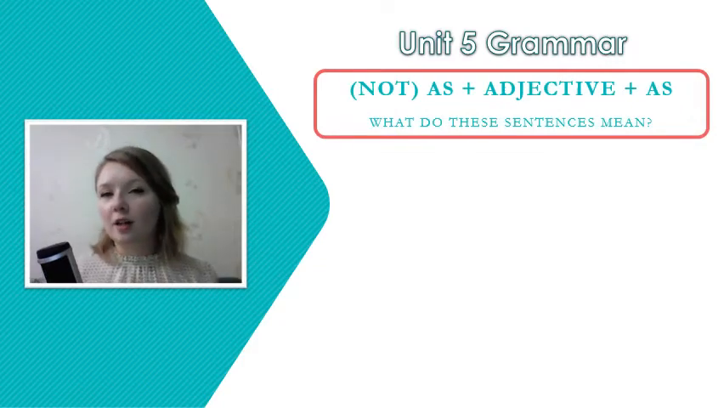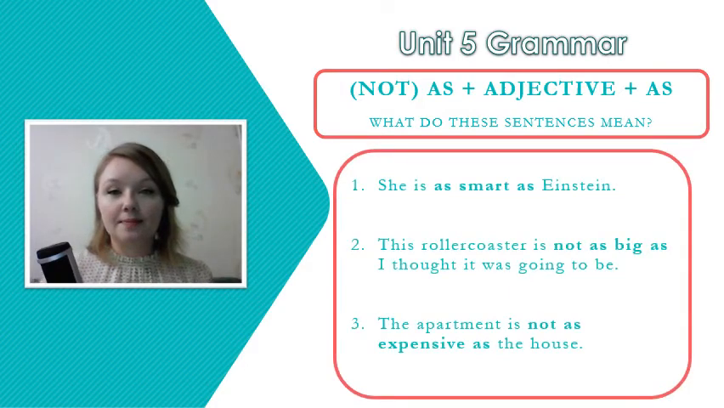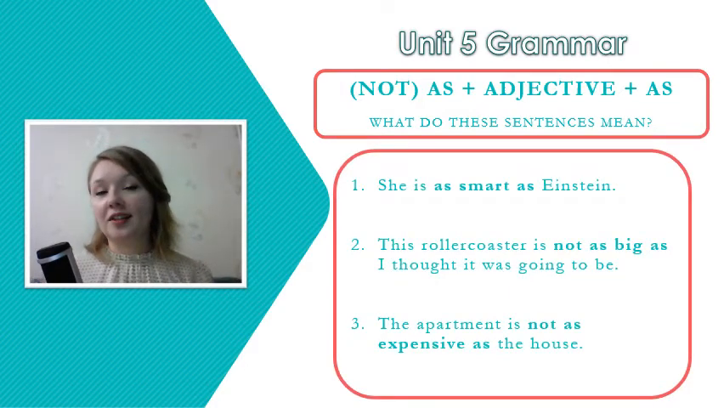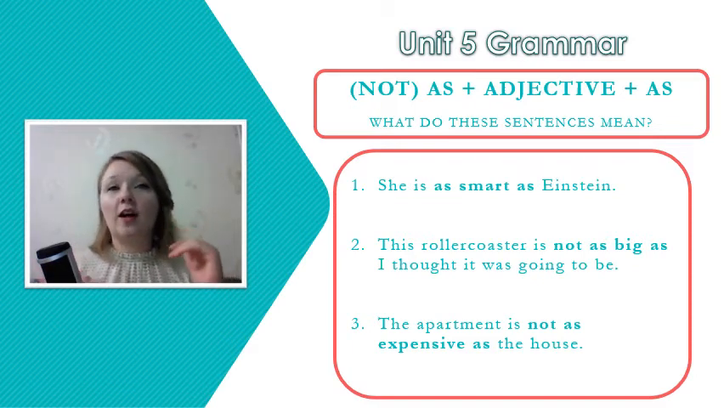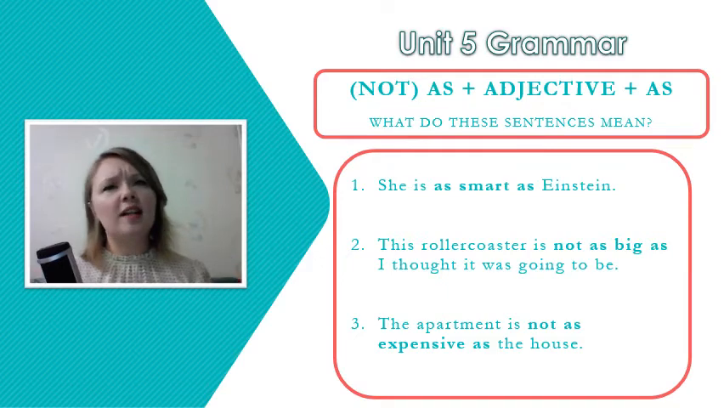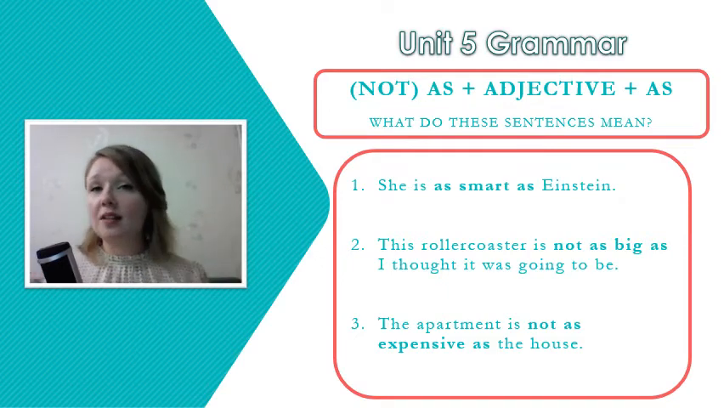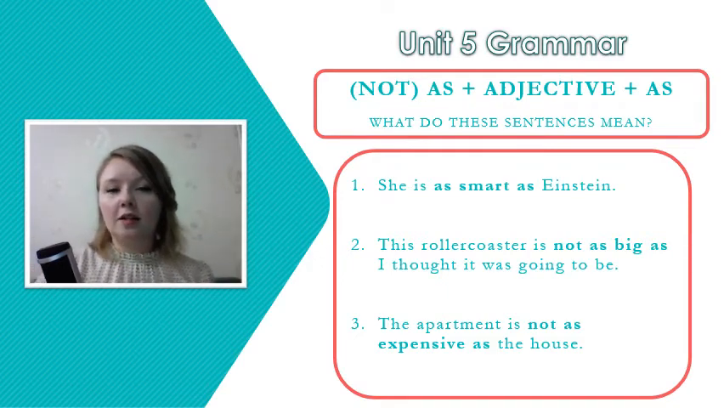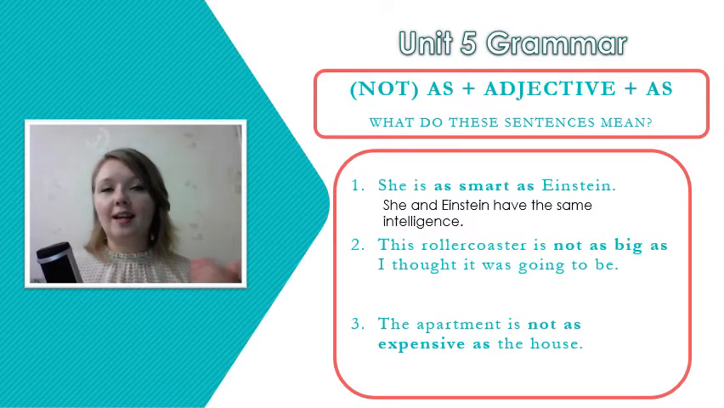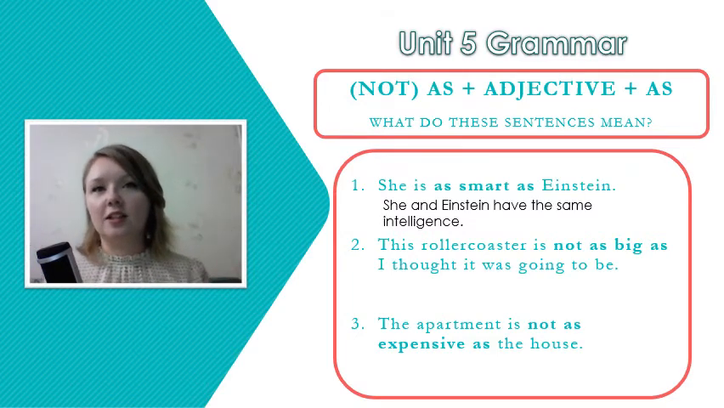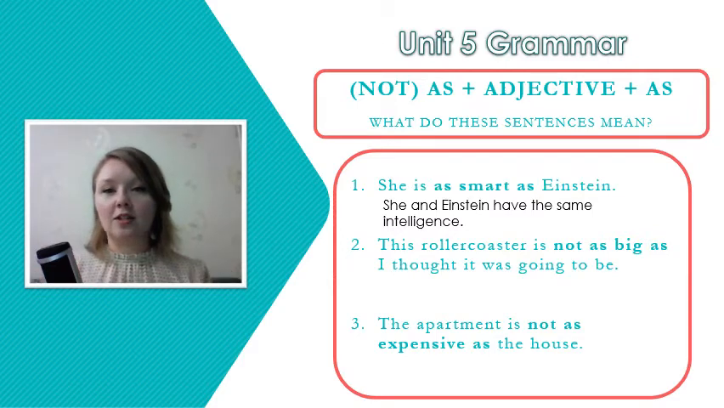Let's get a little more practice seeing if we can determine what these sentences mean. So here are 3 more sentences we can look at and try and guess what they mean. Number 1, she is as smart as Einstein. So we're comparing her and Einstein. And what are we saying here? It's a positive statement. There's no not. So this sentence means that she and Einstein have the same intelligence. They are equally as smart as.